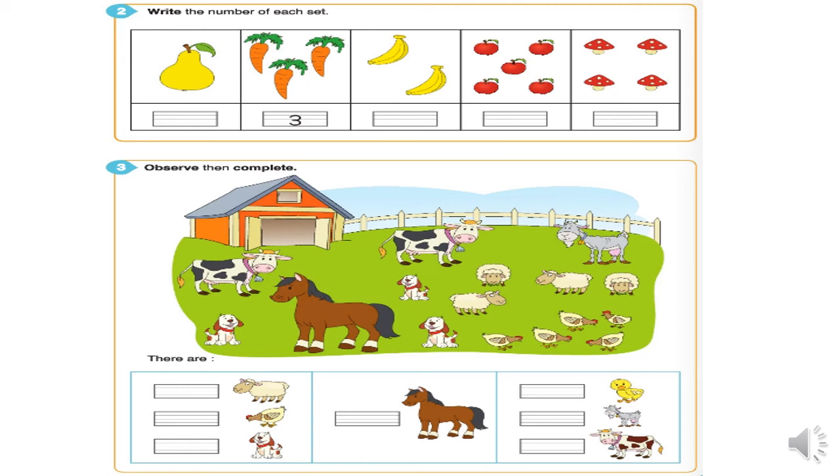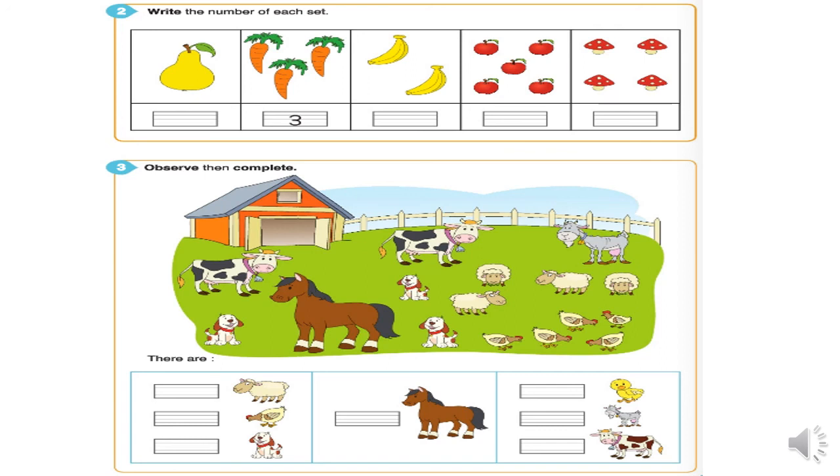Then we have the chick. Look at this farm. Can you see any chick? I'm looking. Can you see any chick? No, we can't. So what number should we write here? Should we write 1 or 2? No, we should write here 0.